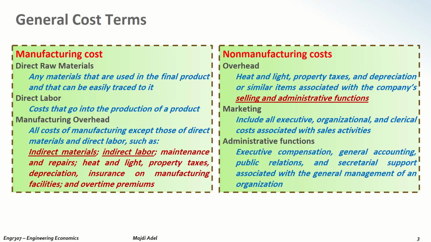Non-manufacturing overhead, for example, heat and light used in the offices. الكهرباء والتدفئة اللي أنا بستخدمها في المكاتب. Okay, it is different from heat and light used for the manufacturing area. يعني الإضاءة الكهرباء اللي تستهلك في مكتب المدير والمكاتب, it's not a manufacturing cost, it is non-manufacturing cost. Tax, depreciation associated with the company, يعني tax depreciation for non-manufacturing equipment. تمام. Selling and administrative functions.